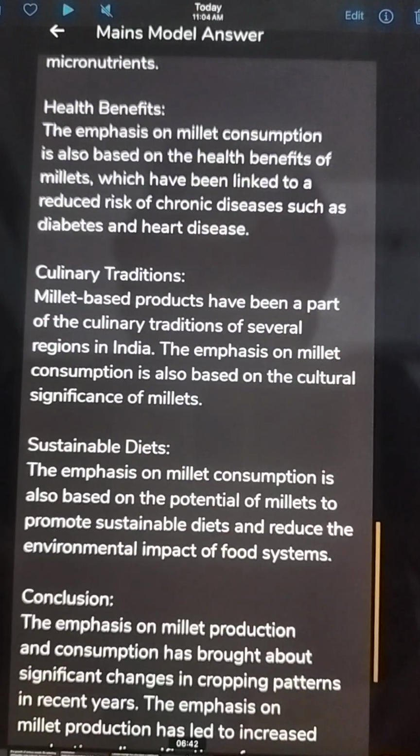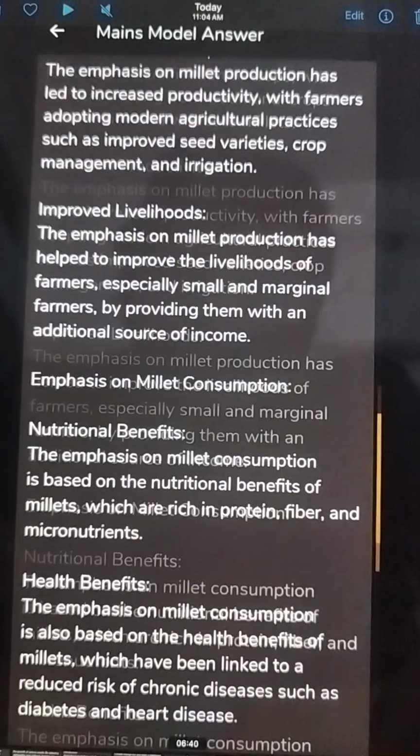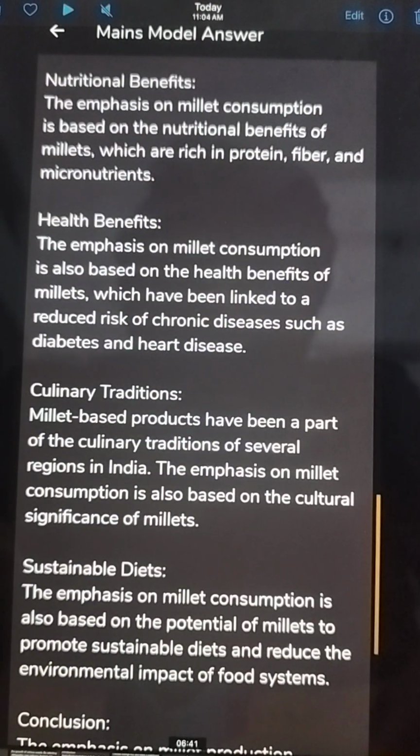Nutritional benefits. The emphasis on millet consumption is based on the nutritional benefits of millets, which are rich in protein, fiber, and micronutrients. Then comes health benefits. The emphasis on millet consumption is also based on the health benefits of the millets, which have been linked to a reduced risk of chronic diseases such as diabetes and heart disease.